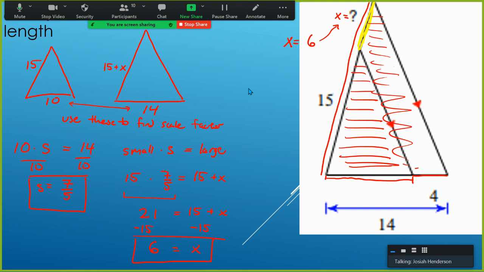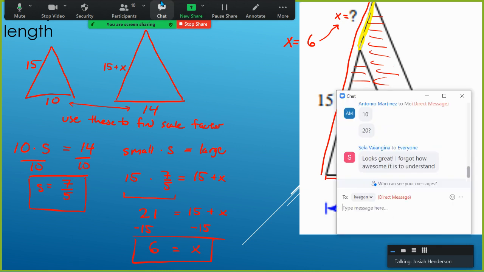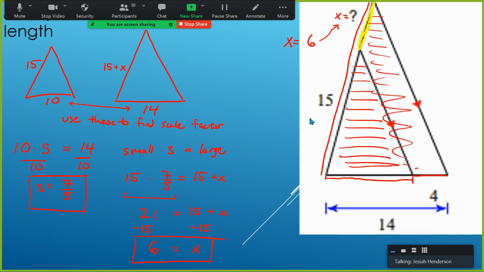Okay, any other questions or comments, concerns right now, please? Yeah, so the scale factor is how much bigger the other one gets, right? Exactly. In this case and in the last one, the scale factor was 7/5. Oh, awesome, Sella. I'm glad to hear.